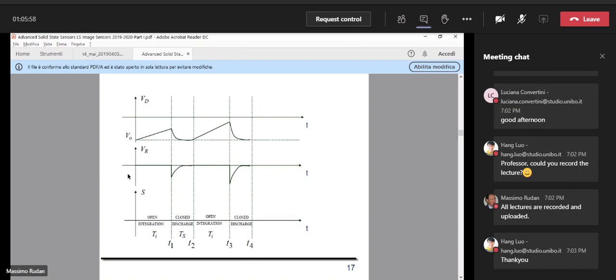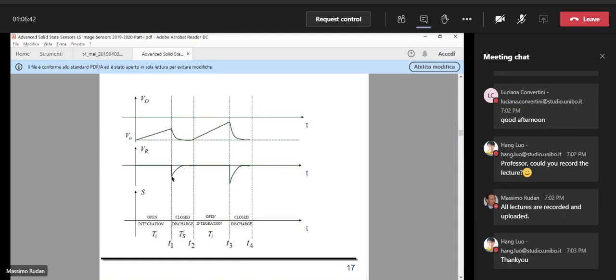If you look at the lower, intermediate graph, this intermediate graph is the voltage drop across the resistor, the load resistor. So when we are in the integration period, the switch is open, so there is no current flowing through the resistor. You remember, that is, the voltage drop will be 0. When we close the switch, we have a peak of current.